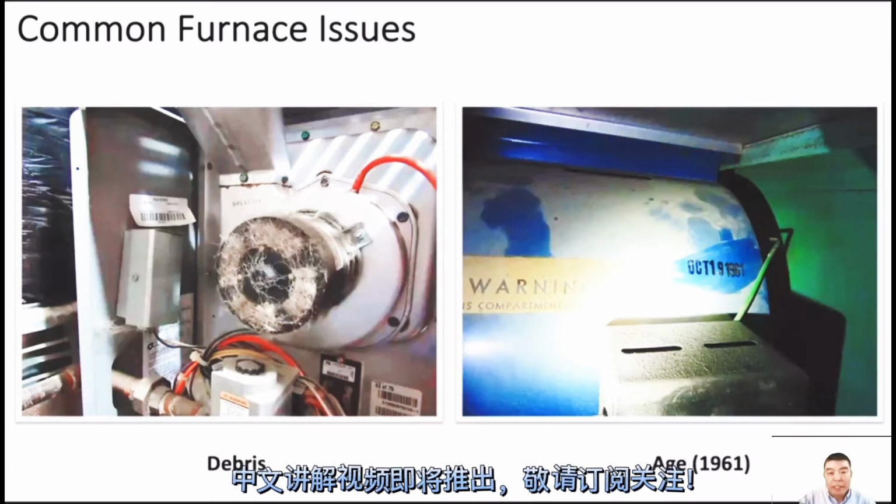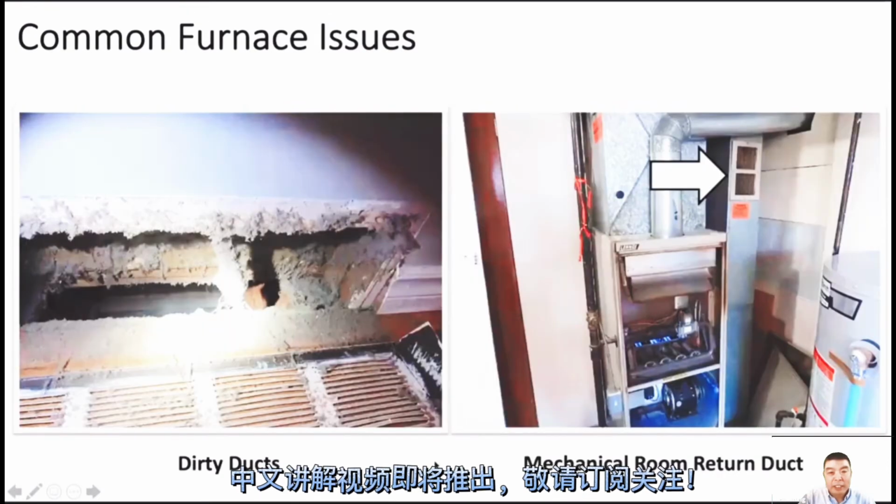Yeah, so in fact, sometimes we can recommend the customer to change the furnace just because of the efficiency. It's very low efficiency and not safe, so it's better to change.